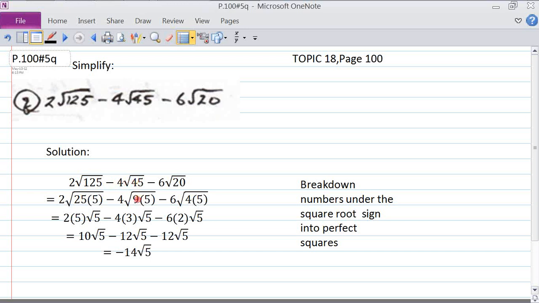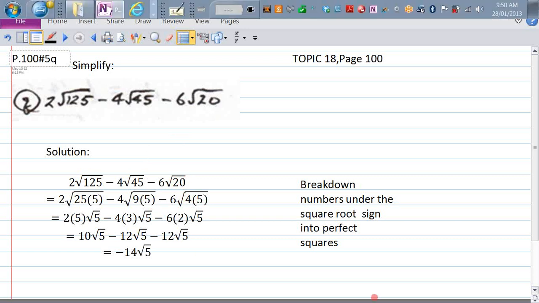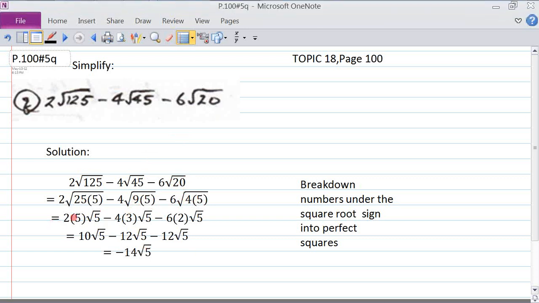Instead of 45, I'm going to write 9 times 5, because 9 is 3 squared. And instead of 20, I'm going to write 4 times 5. This is 2 squared. This is, excuse me for a second. This is 3 squared, and this is 5 squared. So when I take the square root of 25 outside, it becomes the 5. When I take the 9, bring it outside the root sign, it becomes 3. And when I take the square root of 4 and bring it outside the root sign, it becomes 2.